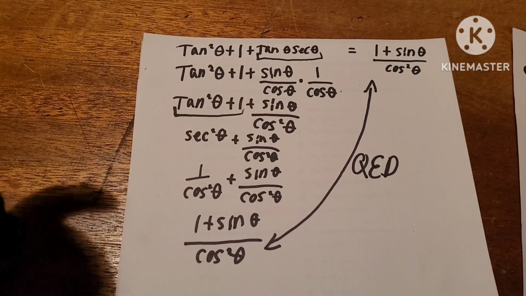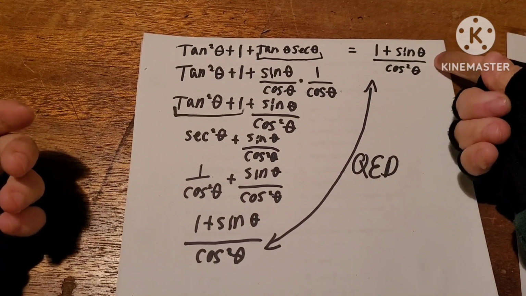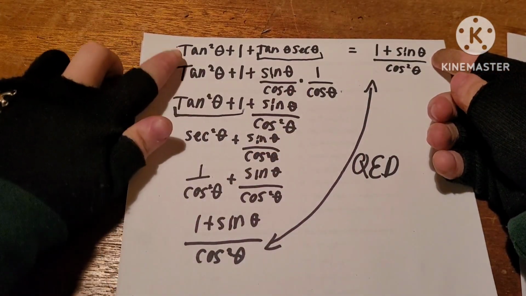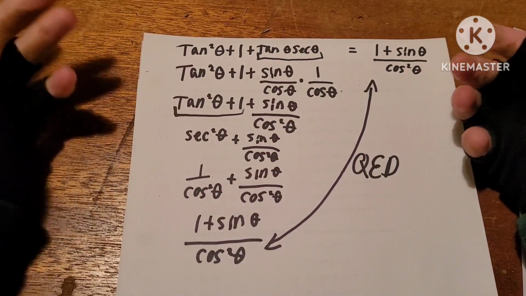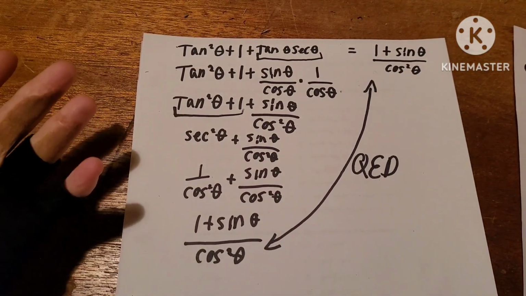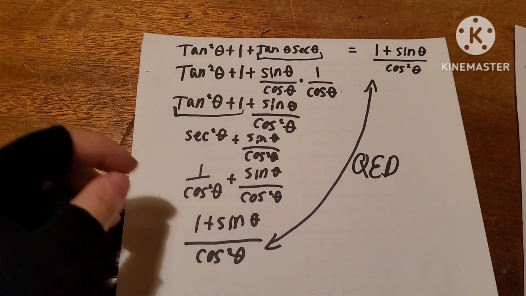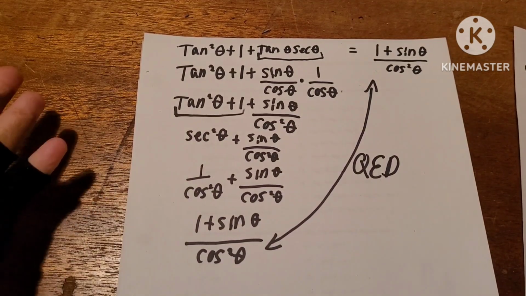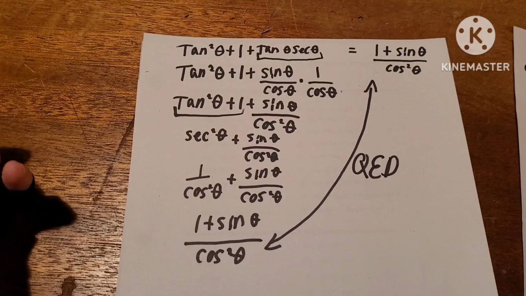So, there are the simplest of steps that you can take to do your own equation, whether it be the reverse of this, 1 plus sine over cos squared. You can then find a way to turn it into tan squared theta plus 1 plus tan theta secant theta. You can do the inverse, you can do the reverse, you can do any other question with these simple steps, along with the rules that I probably should have mentioned.